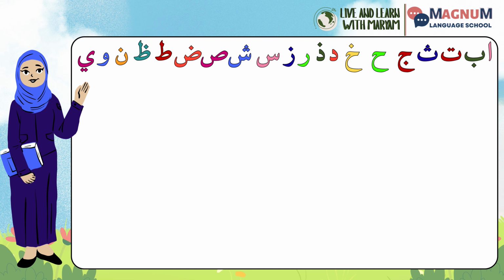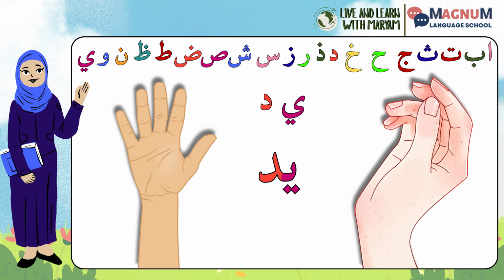Now let's look at Ya and Dal. Ya in the beginning will take the leader position with its 2 dots underneath. Dal is at the end, taking the finisher position shape, stretching its right hand back to connect with the Ya. This word is Yad. Yad means hand.